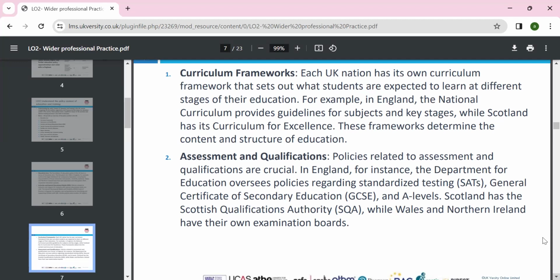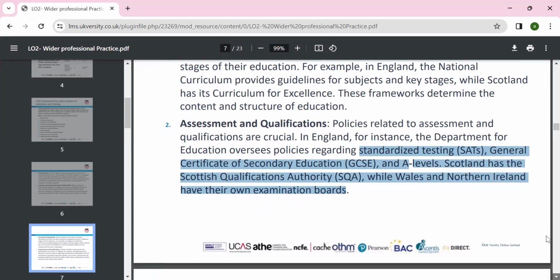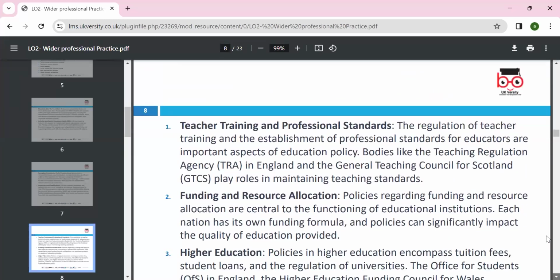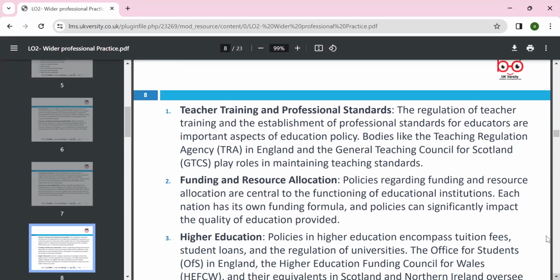Assessment and qualifications: policies related to assessment and qualifications are crucial, like standardized testing, SATs, General Certificate of Education, GCSEs, A levels, and all the different awarding bodies as well. Those are, of course, approved by Ofqual. Then teacher training and professional standards: regulation of teacher training establishments and professional standards for educators are an important aspect of education policy, which we can look at.